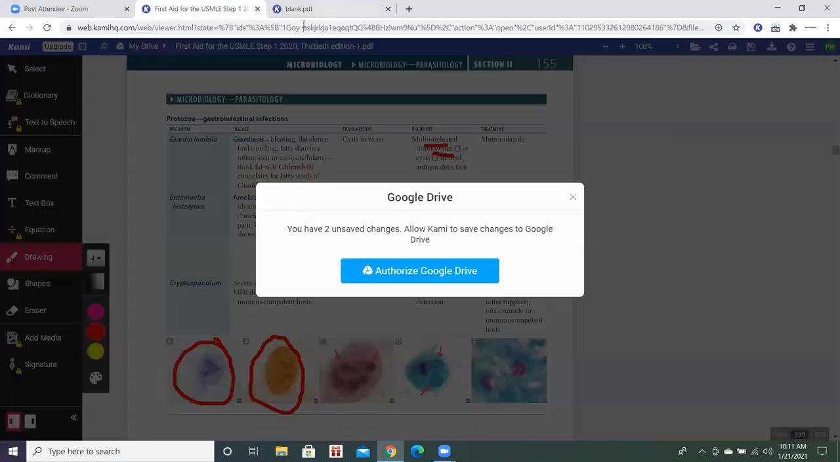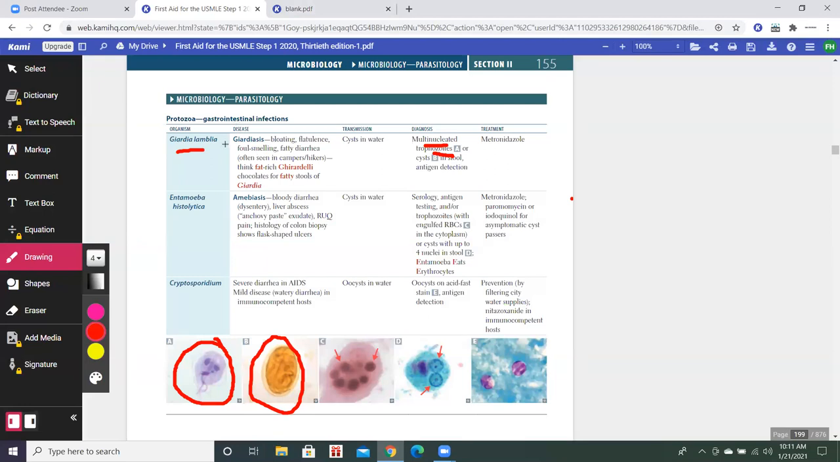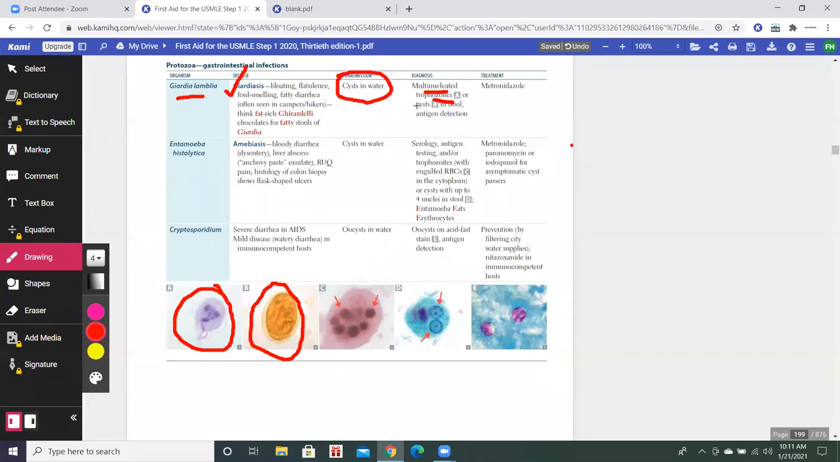So basically, with that being said, giardiasis is responsible for causing bloating, flatulence, foul-smelling, fatty diarrhea, right? The transmission is important, the way in which it will get transmitted, and the diagnosis is very important. Multinucleated trophozoites or cysts. Keep in mind that this is commonly seen in campers and hikers. This is very high yield. The treatment is metronidazole.